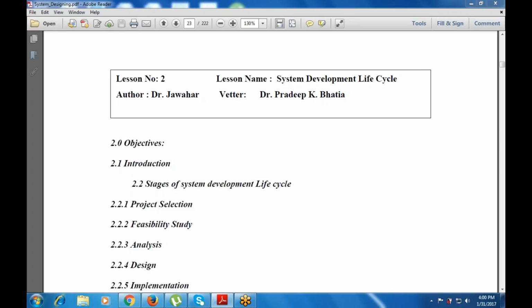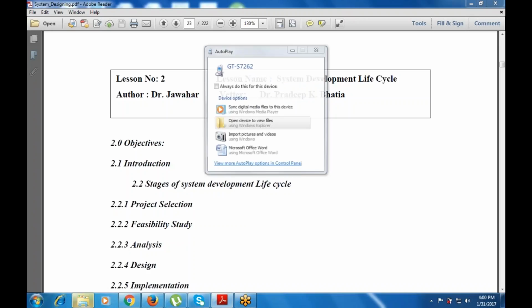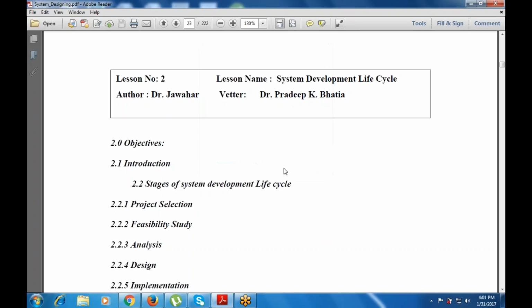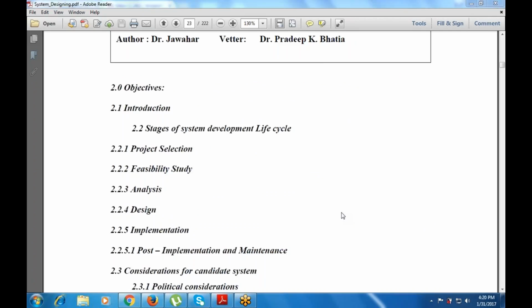So shall we start? The first step is the feasibility study, which is used to judge whether to proceed with the same environment or whether to go with the new database. That is, whether to proceed with the existing system or whether to proceed with the new system. This is one of the stages.